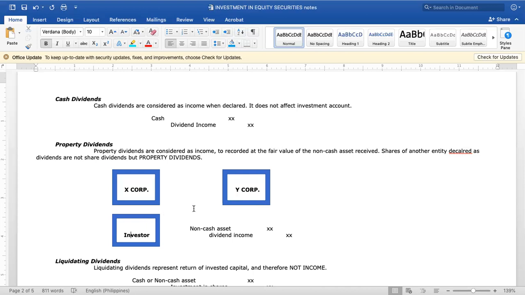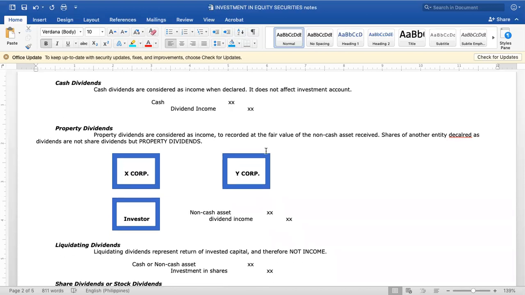Okay, so that's why the entry is non-cash asset, or you debit investment in shares, because in Y Corp, di ba, dili kang X Corp. So non-cash asset or investment in shares, then you credit dividend income. So that is based on the fair value of the non-cash asset received or the fair value of the shares, or fair value pwede po sa merchandise. You receive merchandise as dividend. Okay, that is property dividends.